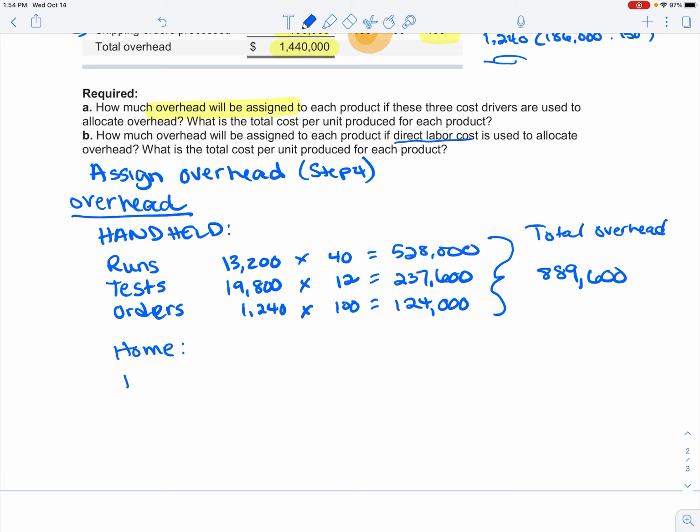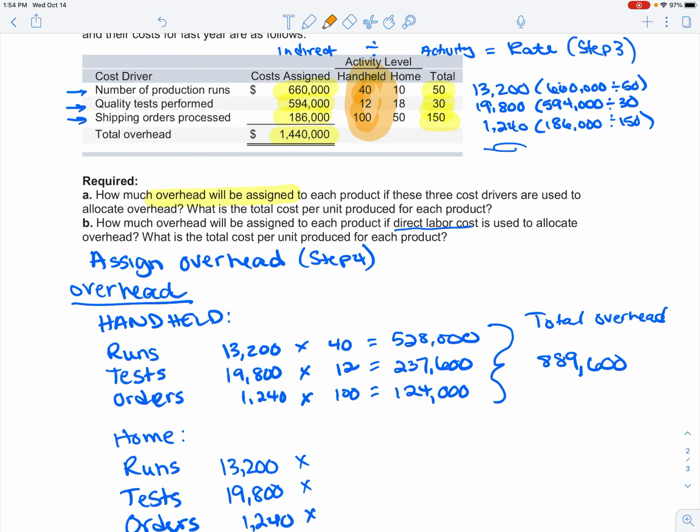Again, I have my three cost drivers. Those rates do not change. But now I'm going to pull in the activity that relates to the home. So right here, that activity that relates to the home product. So I have 10, 18, and 50. I'm going to multiply that out.